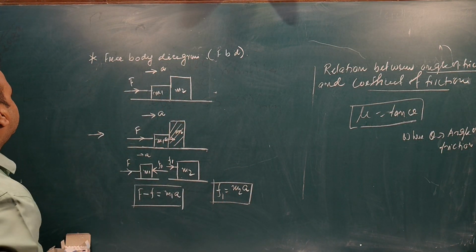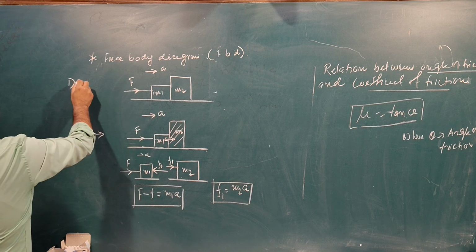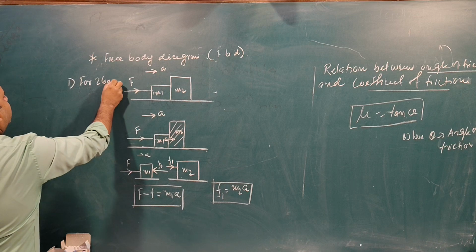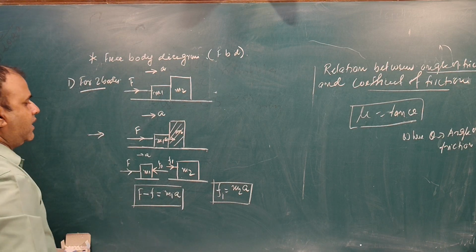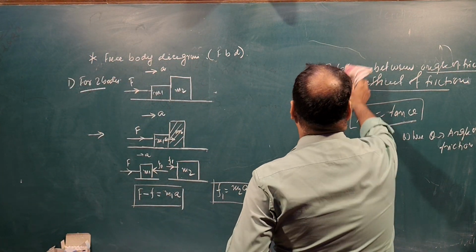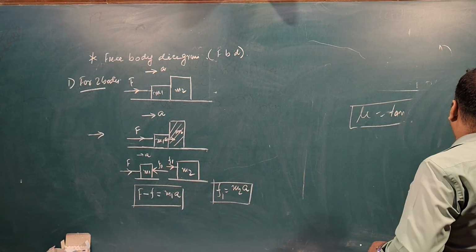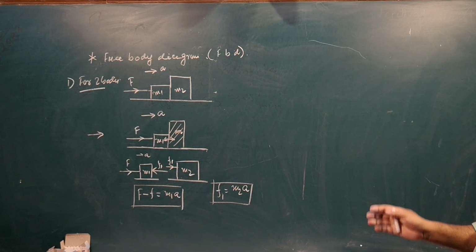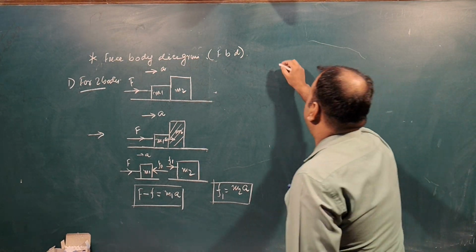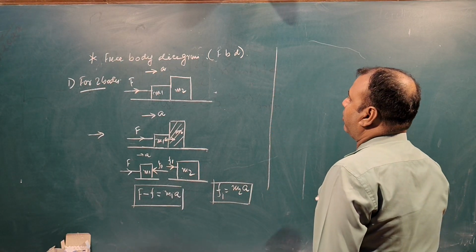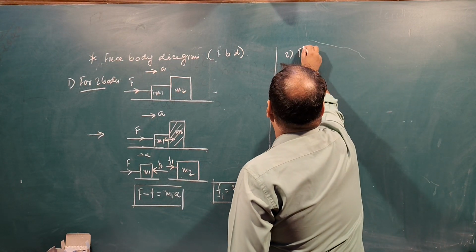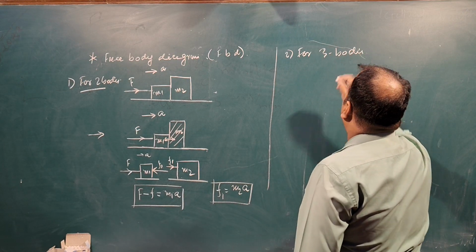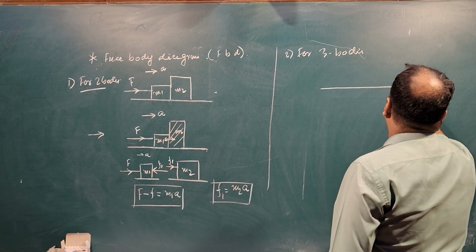So the free body diagram, number one, you can see, is for two bodies. Now see, in the case of three bodies, what will be the free body diagram? You can see it is very simple. You have to remember the basic logic of the given diagram. So number two, for three bodies, this is the diagram. You can see it like this.